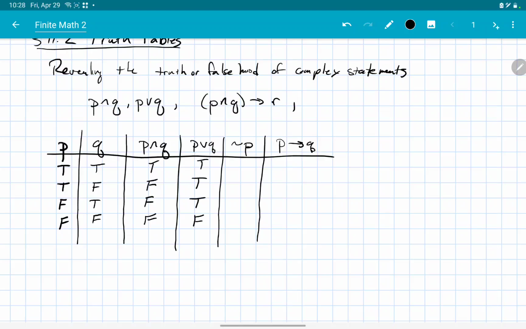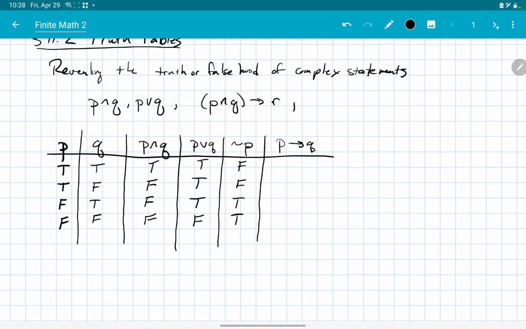Okay, not P wants to know whether not P is true. This one's pretty easy. It's just the opposite of the column involving P. False, false, true, true. We don't care what Q's value is. We only care what P's value is for that one.